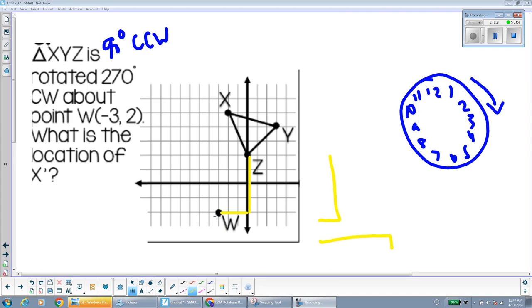So counting the spaces, that is 1, 2, 3, 1, 2, 3, 4. And that is our rotated point, Z prime.